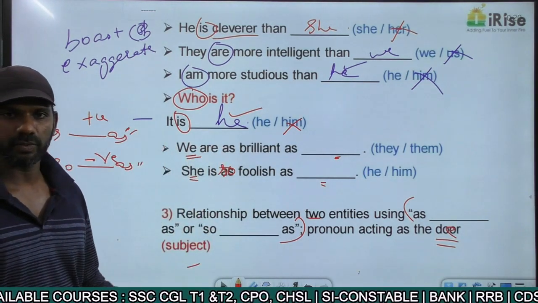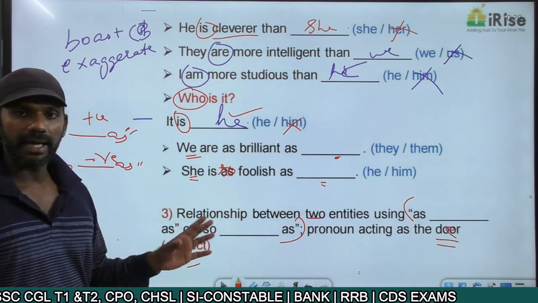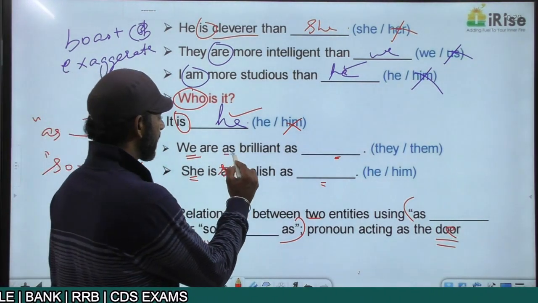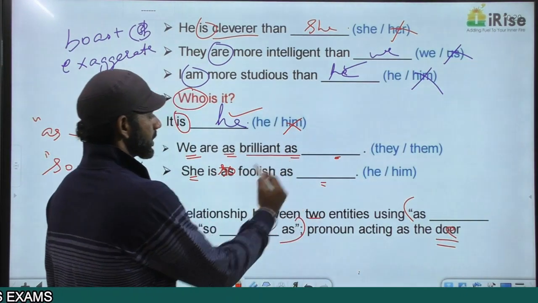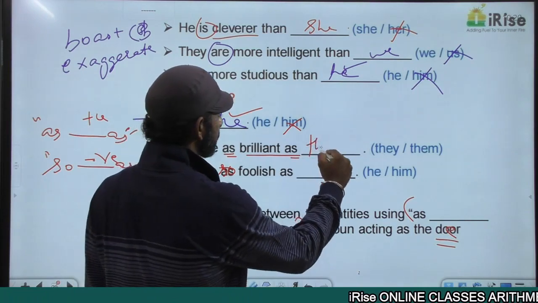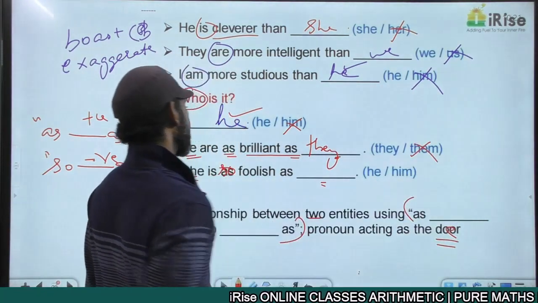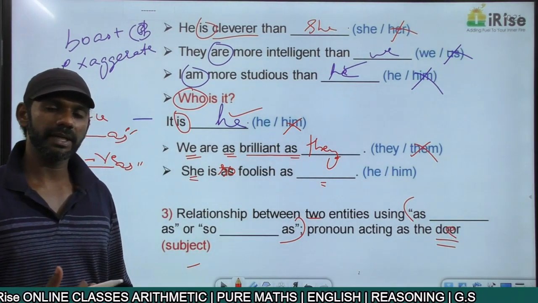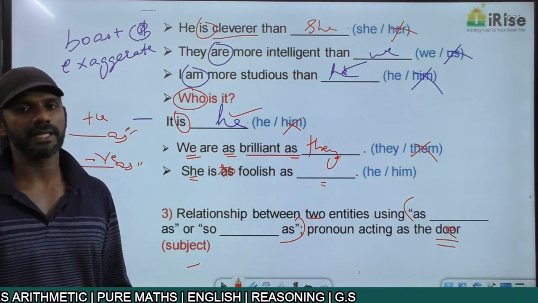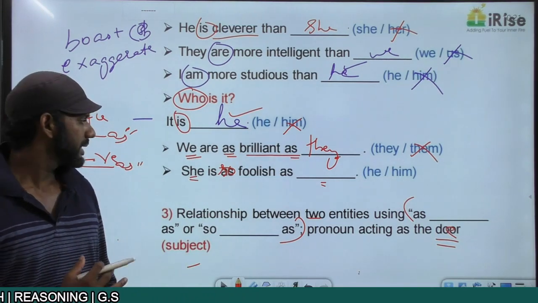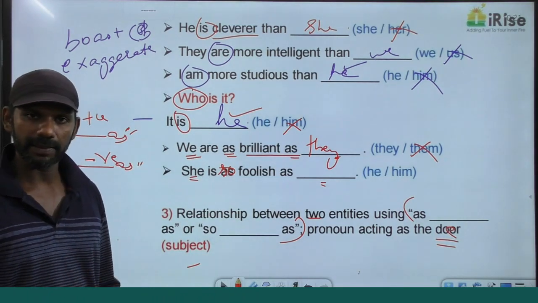Now come to the statements once again. We are as brilliant as dash. "As brilliant as" is "as dash as", so the pronoun must be in the subjective form. They is a subjective pronoun, so it must be: we are as brilliant as they. "We are as brilliant as they are" becomes a kind of redundancy. "Are" is not required here, "are" is understood here. So we are as brilliant as they.